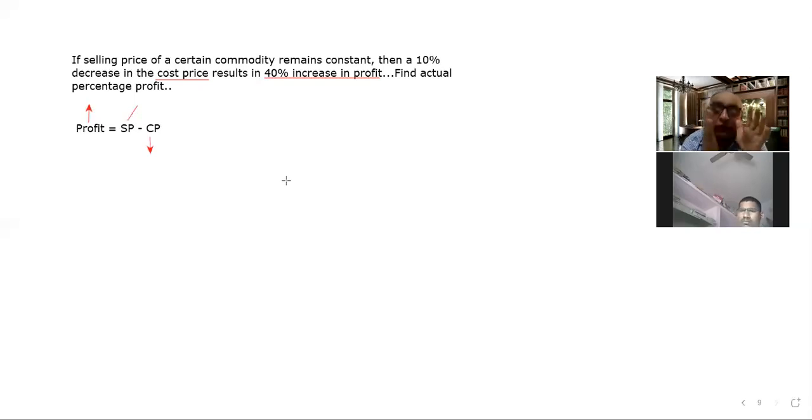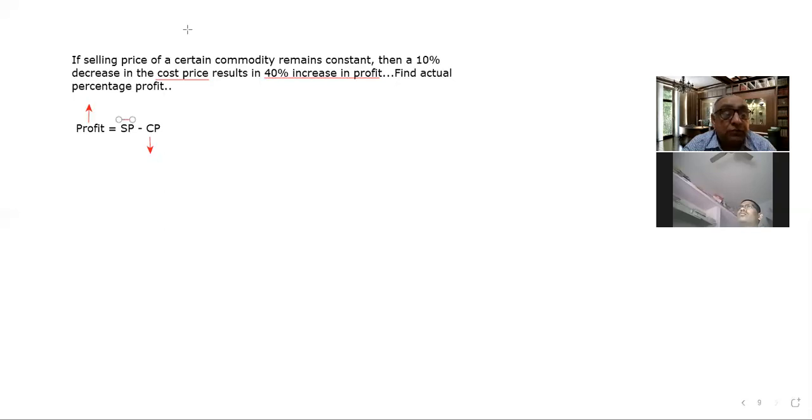So according to the question, profit is equal to selling price minus cost price. Now, cost price has decreased, and the selling price is constant. There is no change in the selling price. So if the selling price remains constant, then what is there?